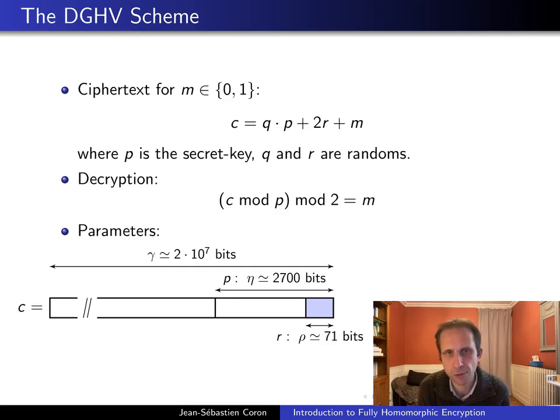So as we will see, we must use very large parameters. The size of the ciphertext must be roughly 20 million bits for a reasonable level of security. So this is a huge expansion, because every bit is encrypted to 20 million bits. And the prime P must have roughly 2,700 bits, and the randomness R has a size which is roughly 71 bits. So we have a huge ciphertext size.